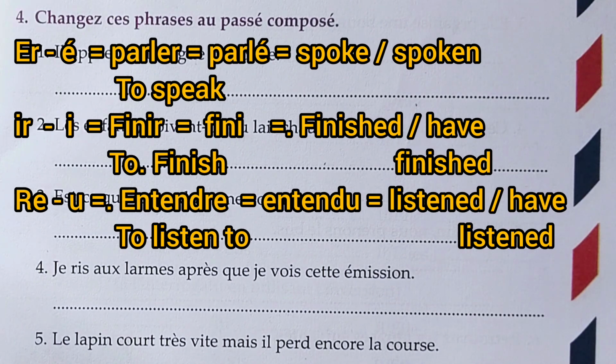Now the next is the ir category. In ir category words, ir is replaced by i. For example, we take the word finir, fin is the stem part, and the ir ending is replaced by i. So here you can see on the screen fini, fini, right? It means I finished, I have finished.